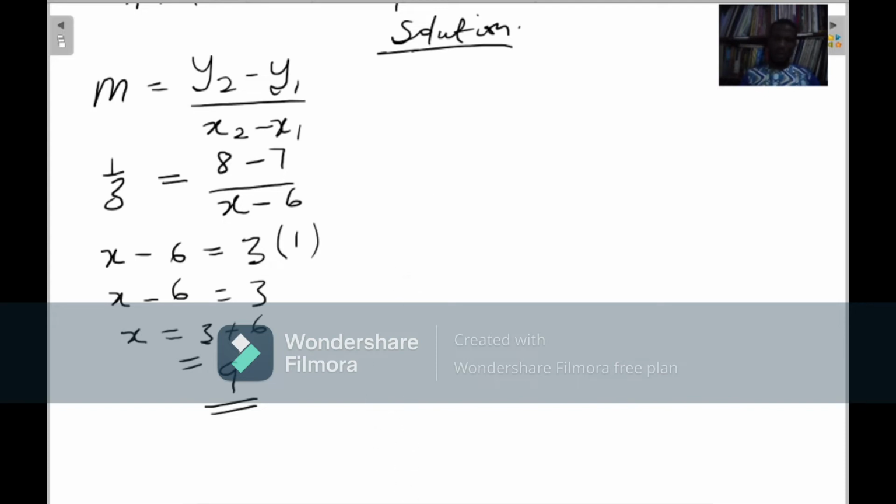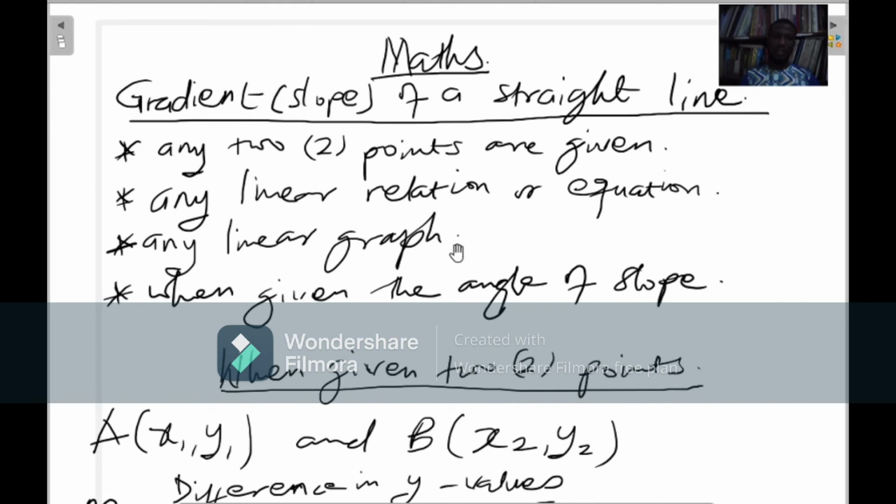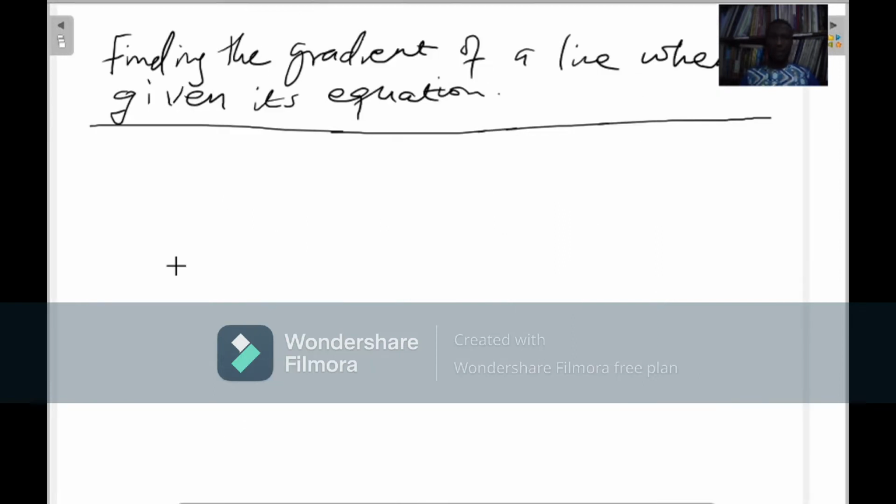We take the very second condition of finding the gradient or slope of a line. That is when we are given any linear relation, how do we find the slope of that line? So the equation of a straight line is ax plus by plus c equal to 0. And also by this one we can make y the subject to get y equals mx plus c.